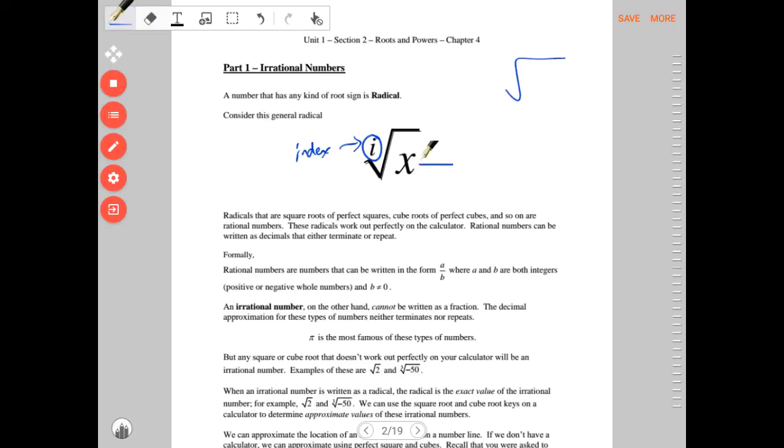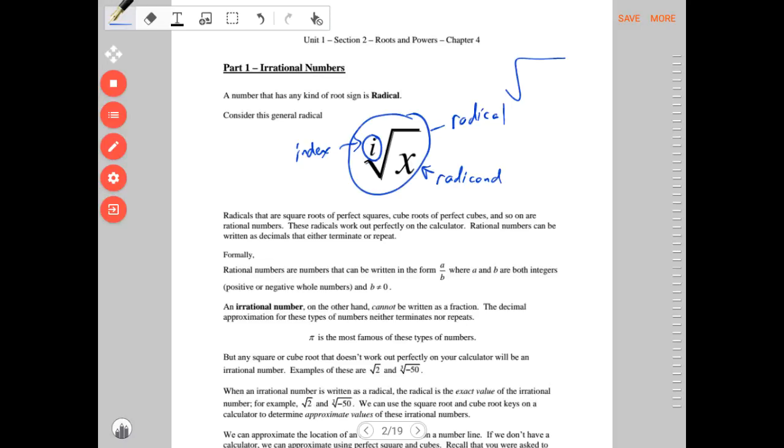Okay, awesome. The number underneath the root sign, in this case the x, is called the radicand. Radicand with a d at the end. That is the part that's underneath the root sign, and then all together this makes up the radical. Okay, so radicals that are square roots of perfect squares, cube roots of perfect cubes, and so on are called rational numbers. These radicals work out perfectly on the calculator.